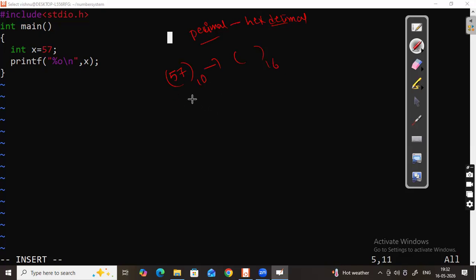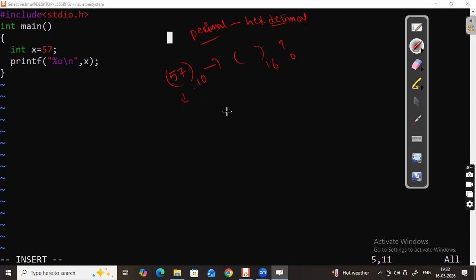What is the decimal style? So what is the meaning of this question? Convert from decimal style to hexadecimal style. Why am I using style and all? These are very confusing topics. That's why I'm teaching like this. But from an interview point of view, you should not say style and all. Okay? Just for understanding purpose, I'm using this terminology. You should not use this. So decimal style to hexadecimal style.